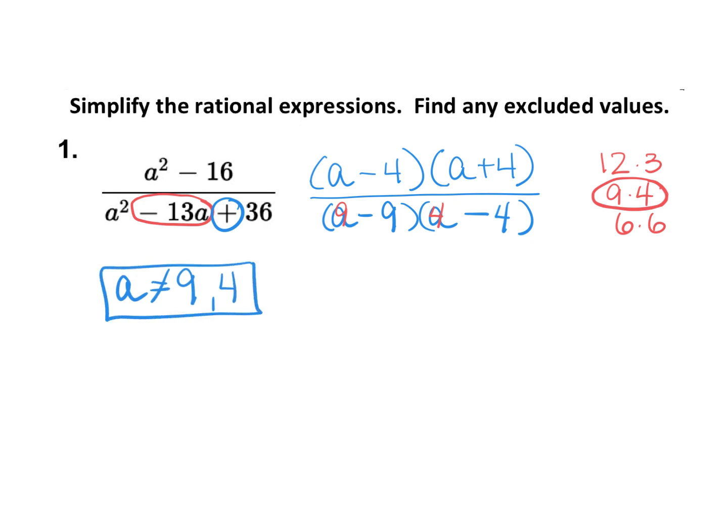And now let's go ahead and finish simplifying here. So we know that a minus 4 and a minus 4 are going to cancel out, leaving us with then a plus 4 all over a minus 9.